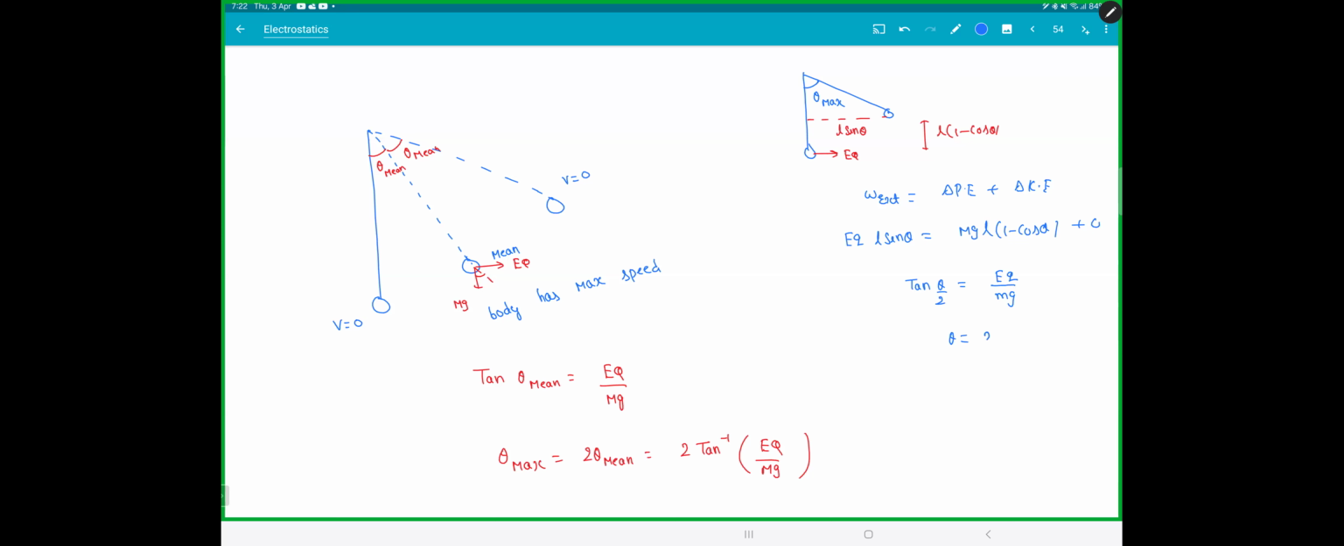You will get theta is equal to 2 times tan inverse. We have to use conservation of energy. You can't use forces. This is an alternate way.